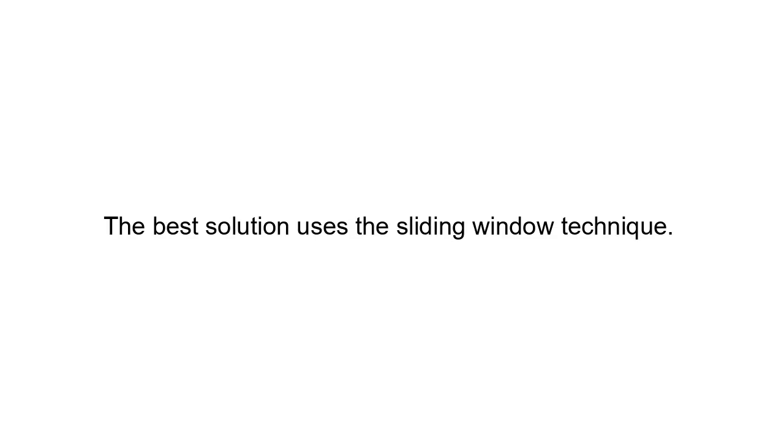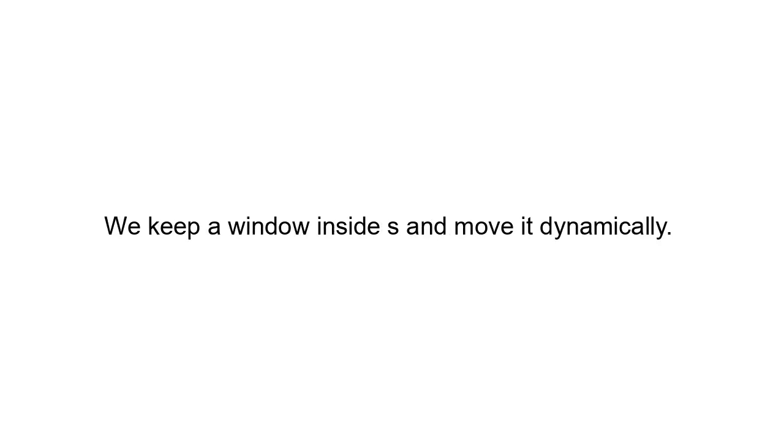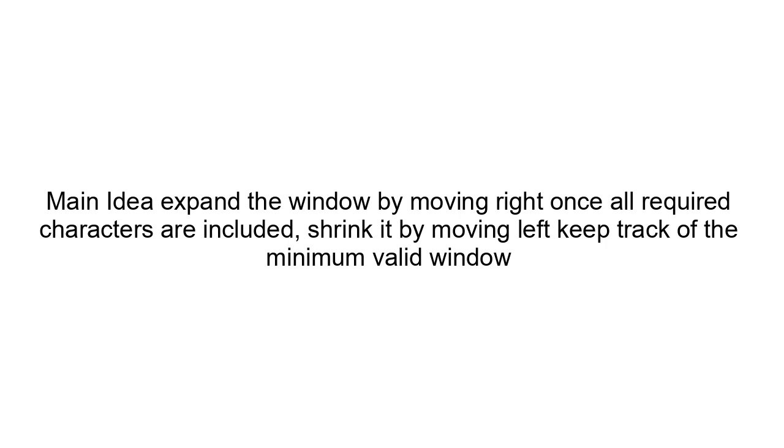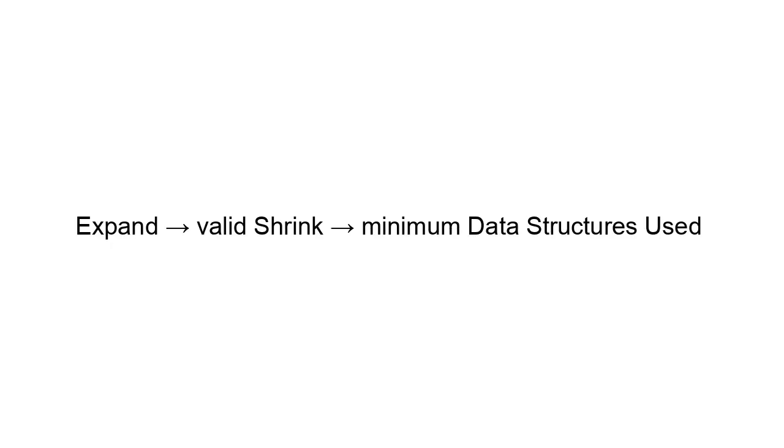Optimal approach, sliding window. The best solution uses the sliding window technique. We keep a window inside S and move it dynamically. Main idea. Expand the window by moving right once all required characters are included. Shrink it by moving left. Keep track of the minimum valid window. Example concept. Expand means valid. Shrink means minimum.